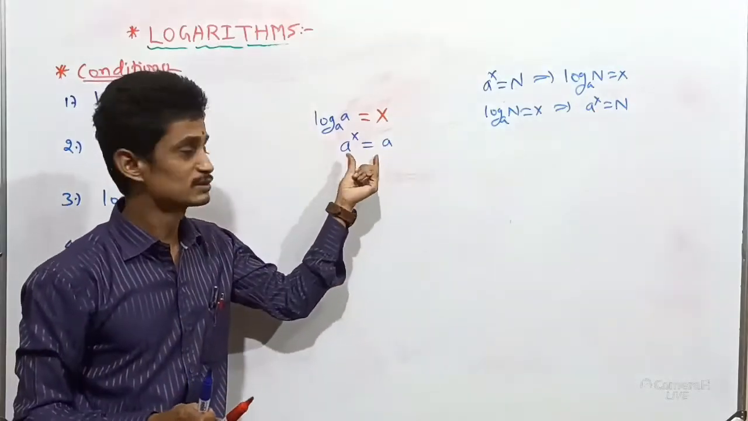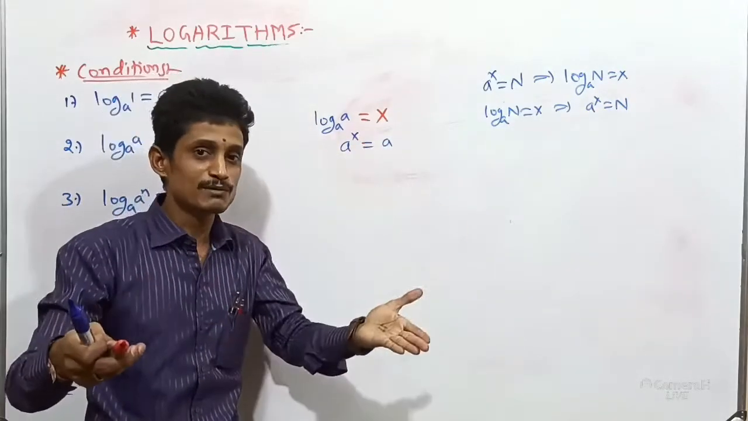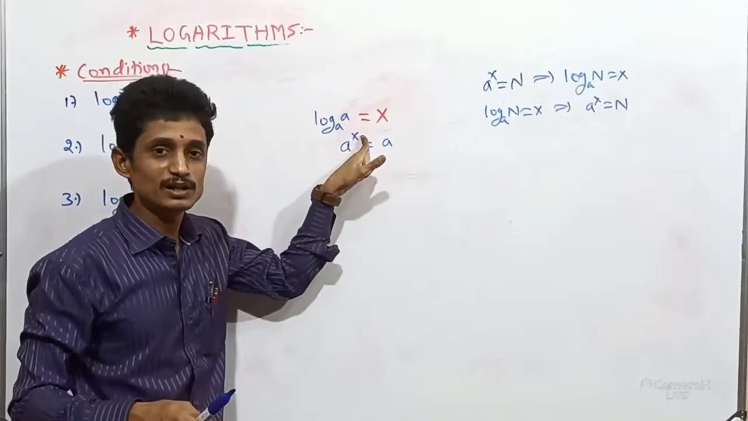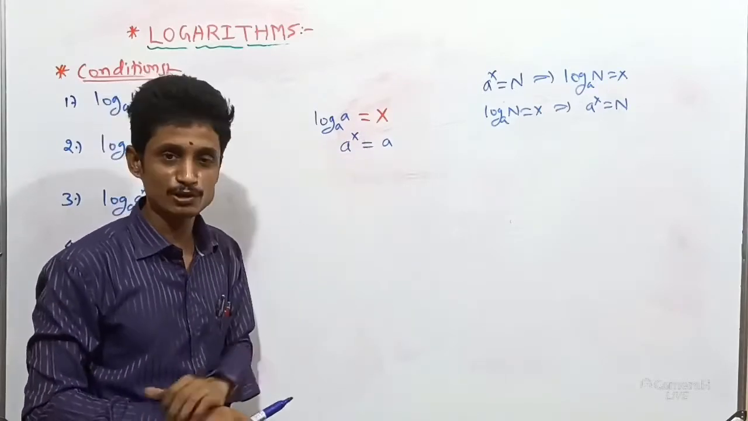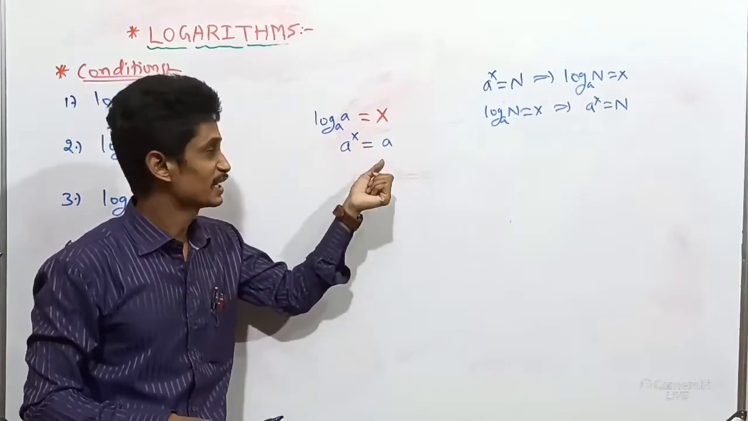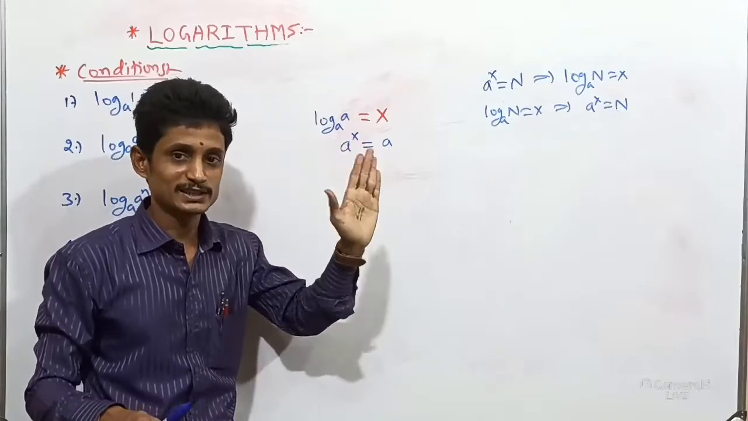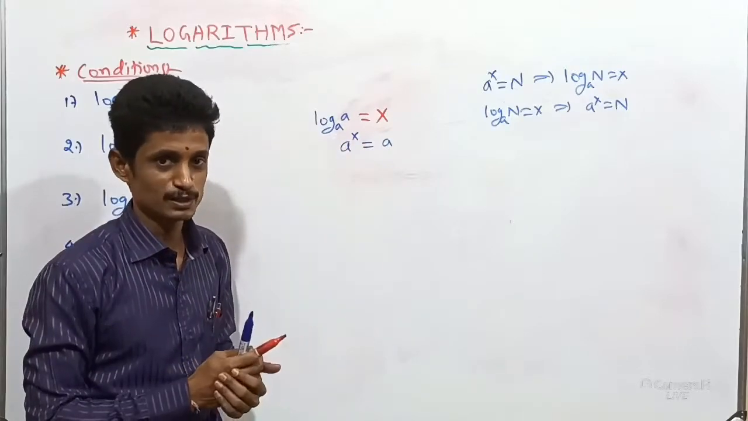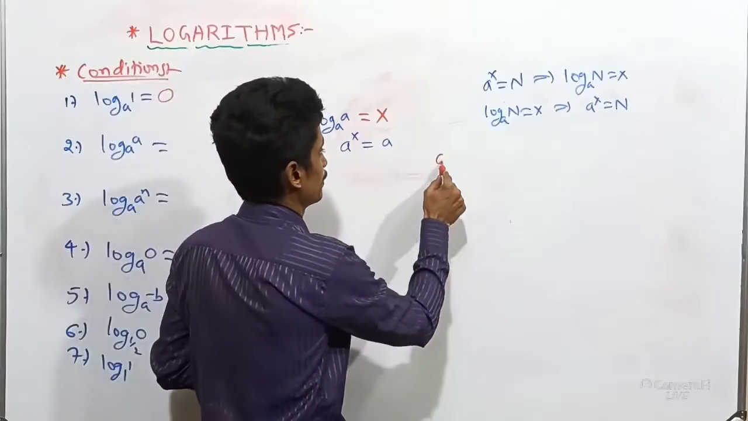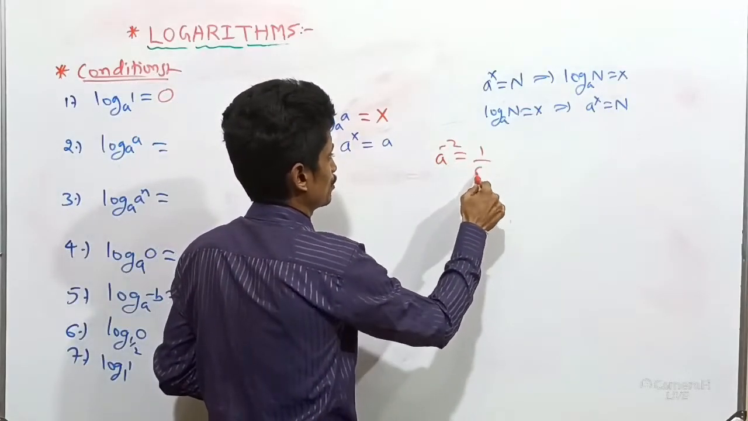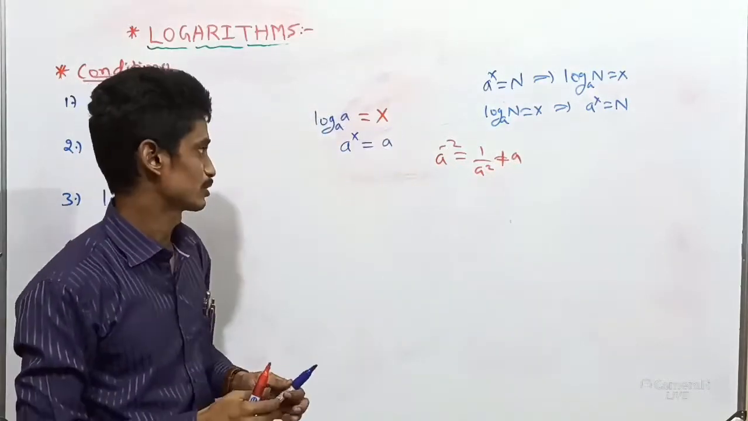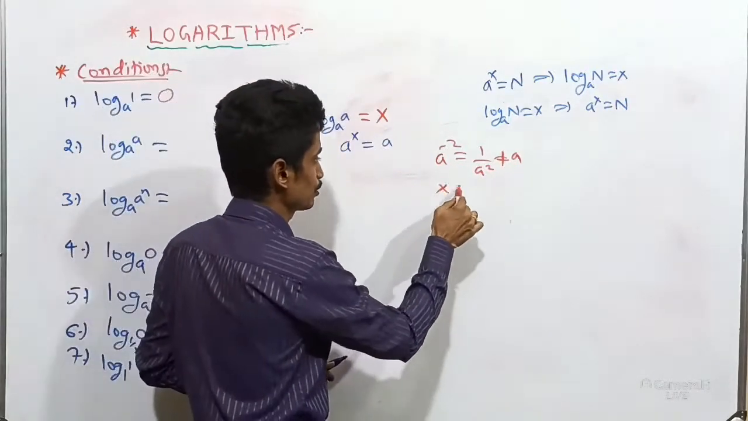Tell me, dear student, for what values of x will you get the same value a? Feel like x is 0. A power 0 is 1, and 1 is not equal to a. Neglect it. 2 means a square, and a square is not equal to a. Neglect it. Any positive numbers greater than 1 are not possible. Go through some negative numbers. A power minus 2 means 1 by a square, which is not equal to a. Neglect negative numbers too.